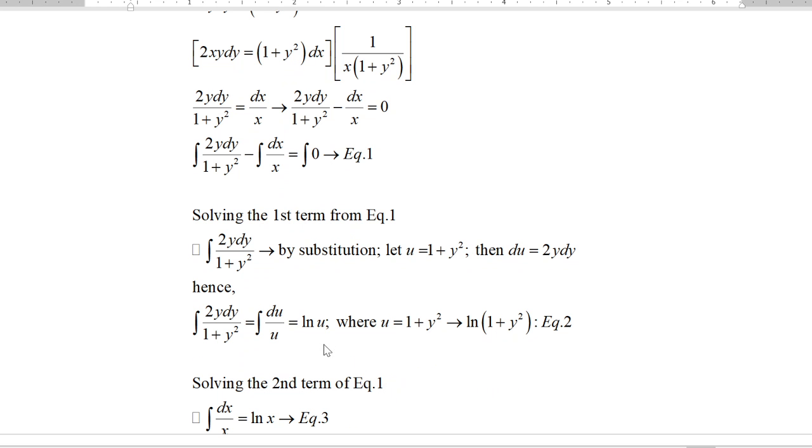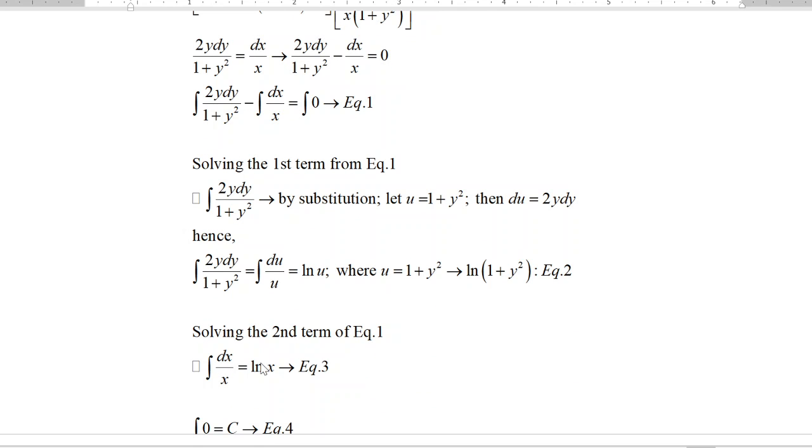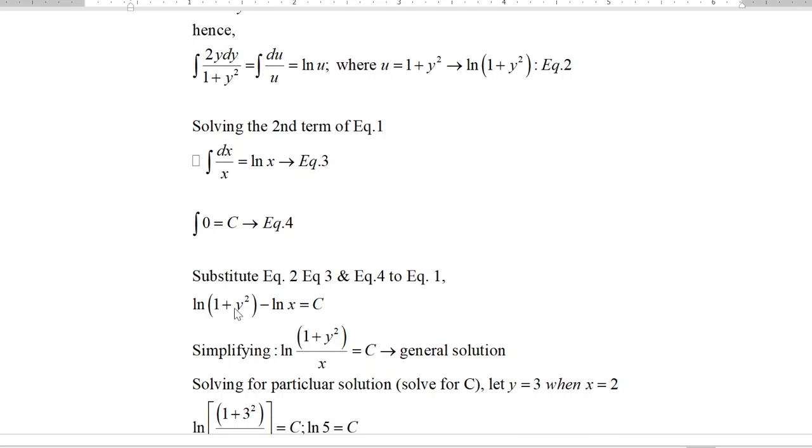Now, solving for the second term of equation 1, which is the negative dx over x. The integral of dx over x is just simply ln x. Equation 3. And then, the integral of 0 is equal to c, equation 4. So, substitute lang natin: ln, the quantity 1 plus y squared, minus ln x is equal to c.